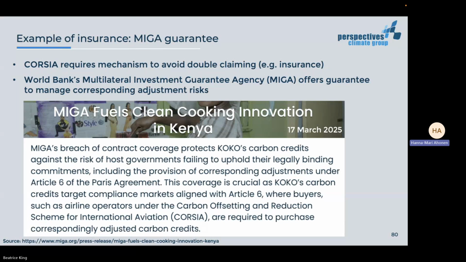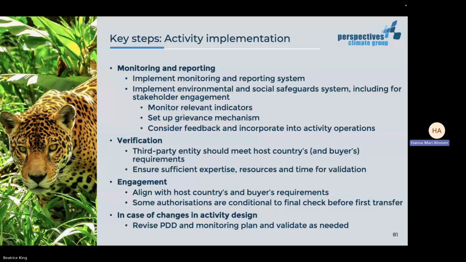And then moving on, since time is precious and we want to get to your questions, some tips on activity implementation. These are pretty much the same as before. You need to monitor and report. But remember, not only the project mitigation, but also environmental and social aspects. Verification, again, takes time, and there might be time needed to go back and forth. Engagement with the host country and buyer, especially if you had conditions about verification, you have to let them know, okay, now I've met these conditions. Can you now transfer it? And then if there's some changes, then you have to go through the approval process of your chosen program.